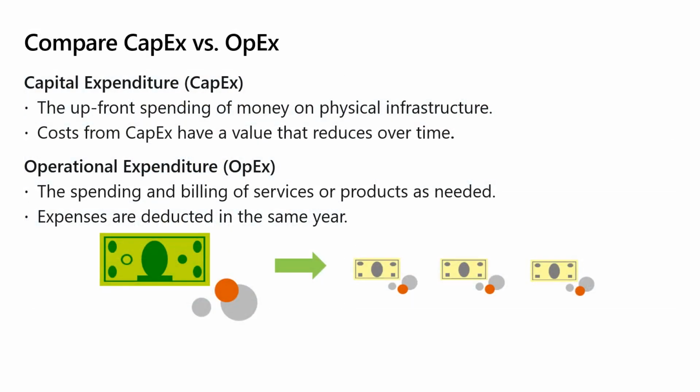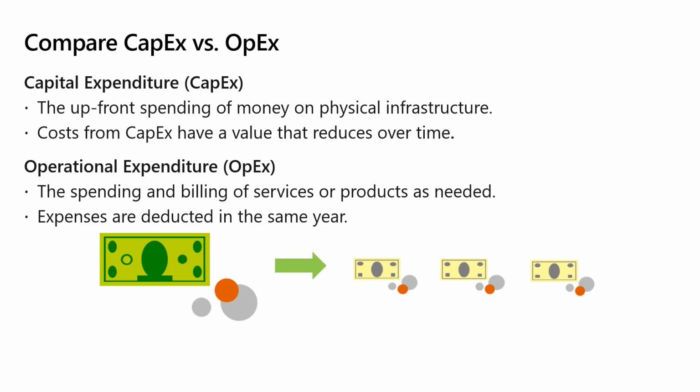Let's talk about expenditure models. We have capital expenditure, or CapEx as it's known, is the upfront spending of money on physical infrastructure. When we needed to create our own data center, we had to get budgets approved, buy a space or have a location, go out and physically buy those resources, and then network them all together, put them all together to build our own data center. So that's a capital expenditure model.